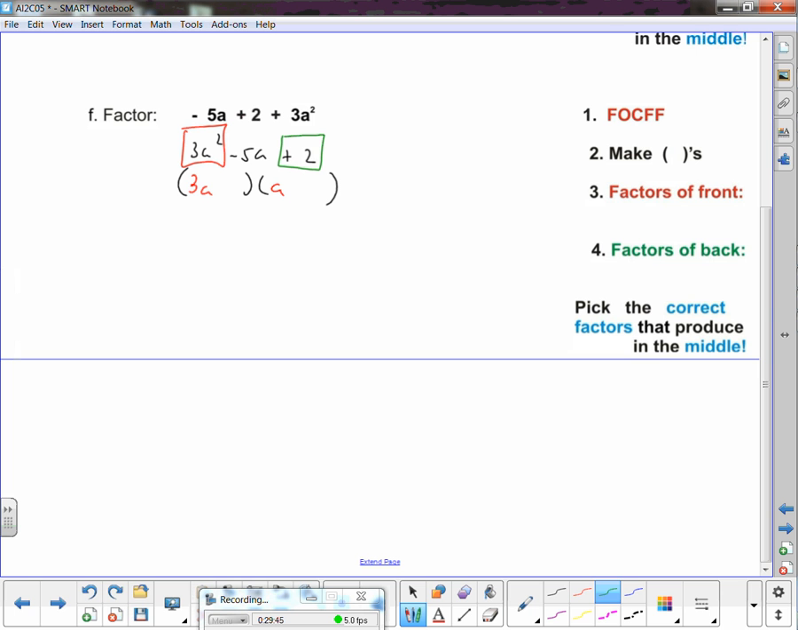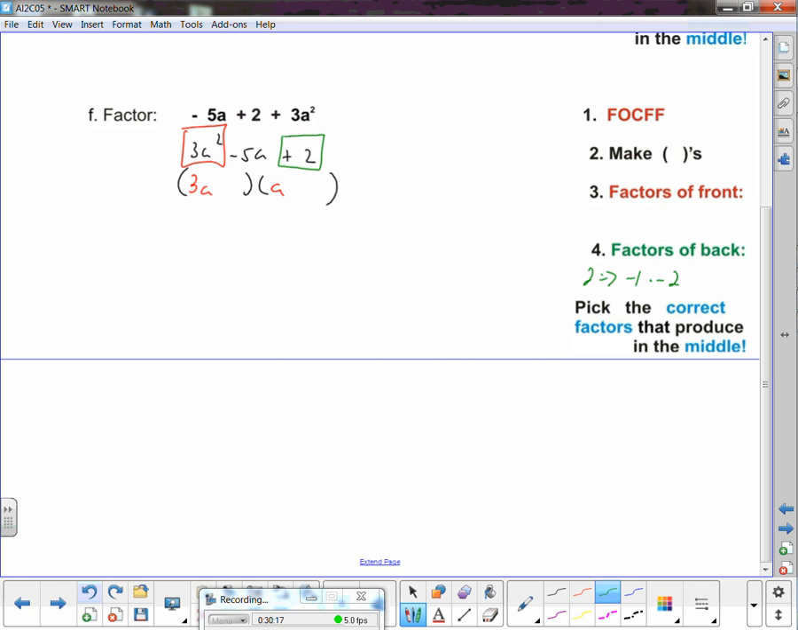Somebody tell me something unique to this one that has to be the case with this positive 2 in the back. Abigail? The middle's a negative, so it's got to be a negative times a negative to equal a positive 2, right? It's the only way we're going to get a negative in there because our middle's negative. So the only possibilities on this one is a negative 1 times a negative 2. It's the only possibility. Now it matters where we put them.